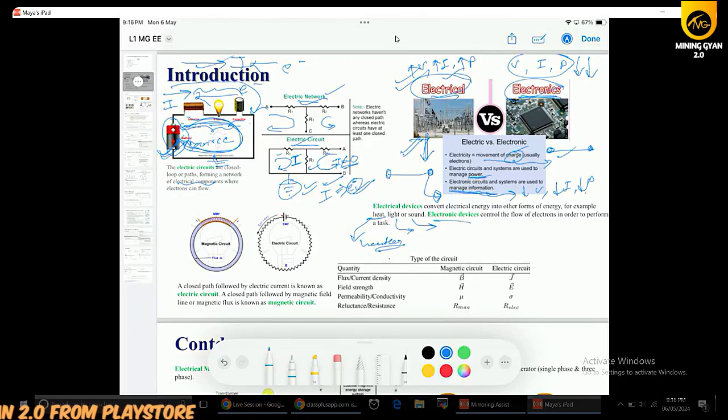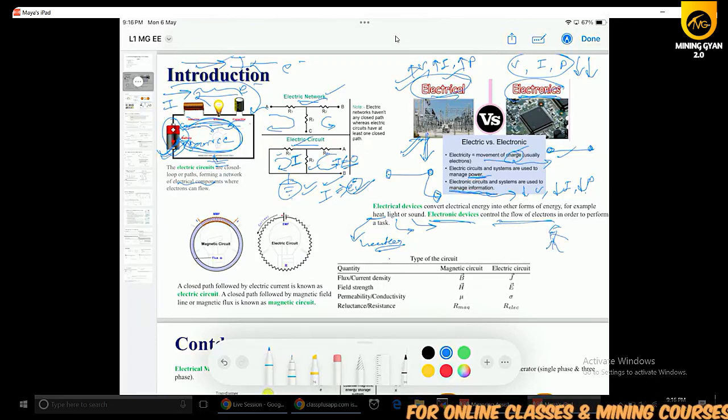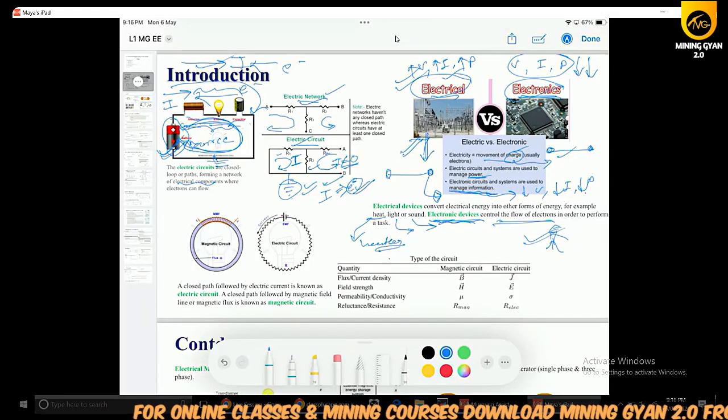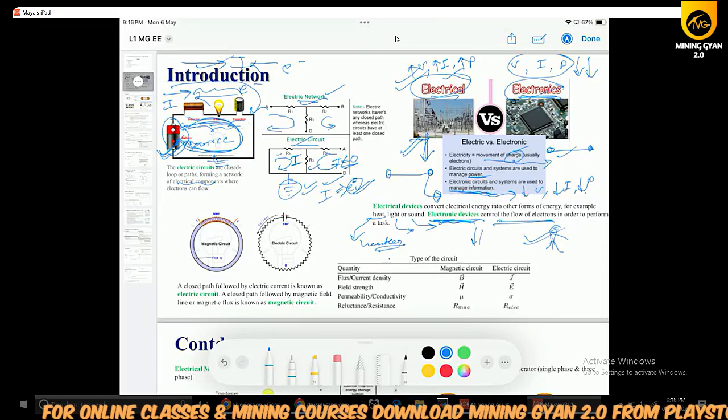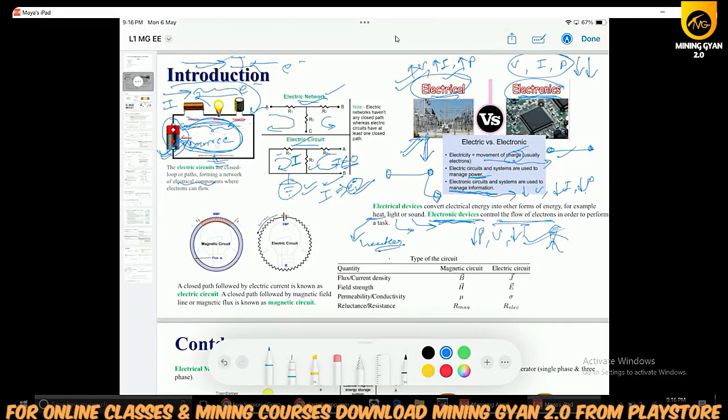Then electronic devices control the flow of electrons in order to perform a task. For example, a communication system: if we want to receive any information at the receiver end, we use electronic devices nowadays. So all the things will be automated through electronic devices, and obviously there will be less consumption of power, voltage, current, so that the overall cost will also be less. And that's why people are going for electronic circuits or devices, or for VLSI, very large scale integration, nowadays.